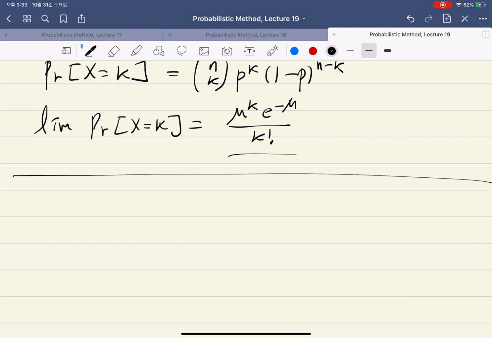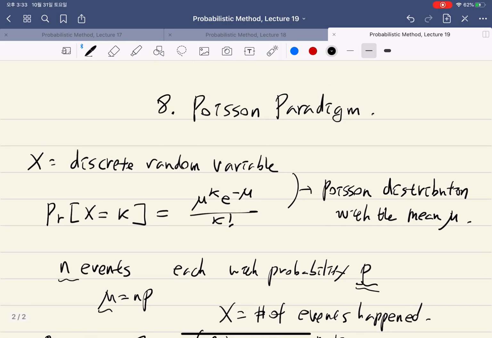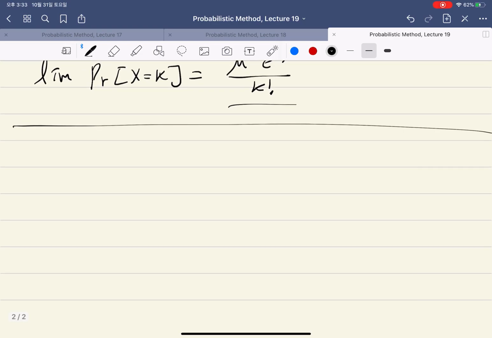Then what about when the events are not necessarily all independent, but the dependence between them is somewhat weak? Then can we still somehow approximate those by using this Poisson distribution? That's what we are going to deal with in this chapter. So we have some events which are loosely dependent, and we want to approximate them by the Poisson distribution.